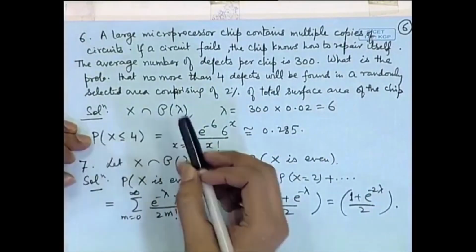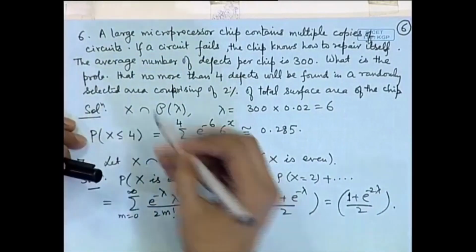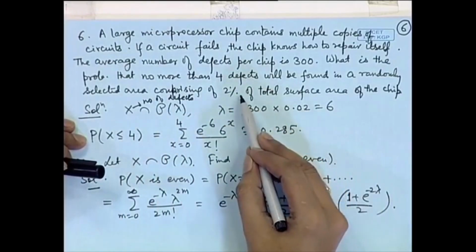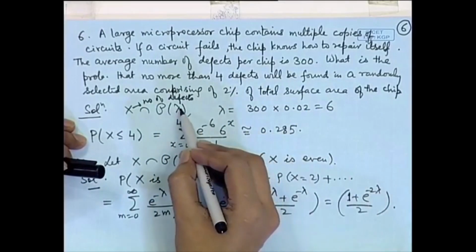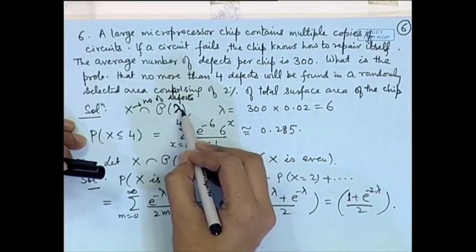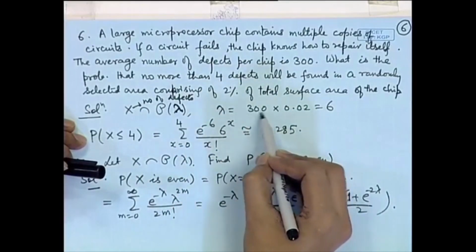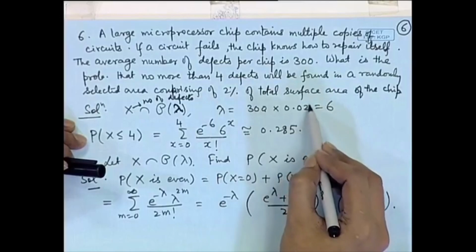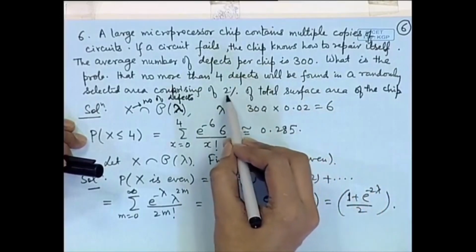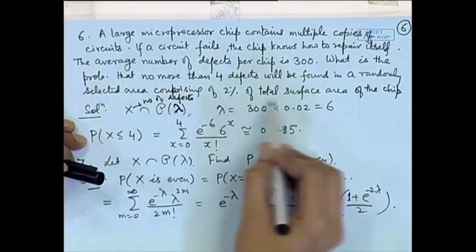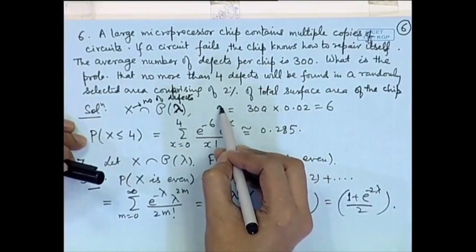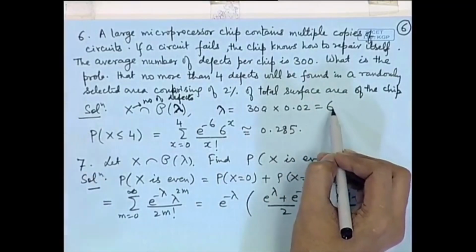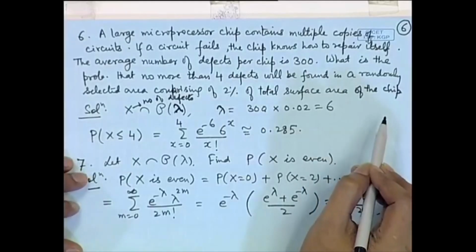Here, if I consider x as the number of defects in the 2% of the surface area, then if I assume it to be Poisson distribution with parameter lambda, then lambda here will be, because 300 is for the full area, 300 into 0.02. That means in 2% of the surface area, the rate of detecting the defects will be 300 into 0.02, that is 6.